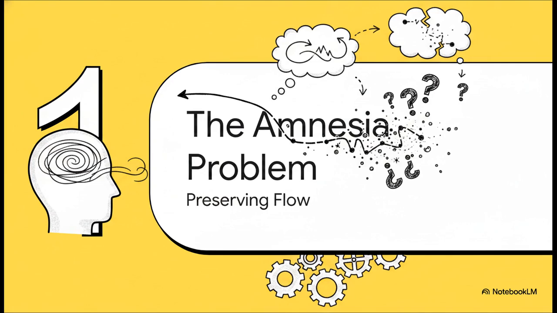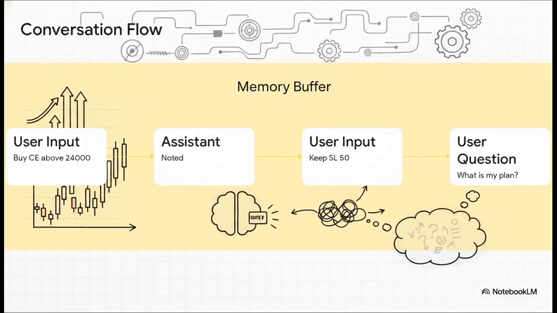Section 1. The AI amnesia problem and preserving that crucial conversational flow. Imagine this kind of multi-turn financial conversation. In step 1, a user sets a buy target, saying buy CE above 24,000. The assistant acknowledges it. Then the user sets a condition, keep SL 50, a stop loss. Finally, the user asks, what is my plan?